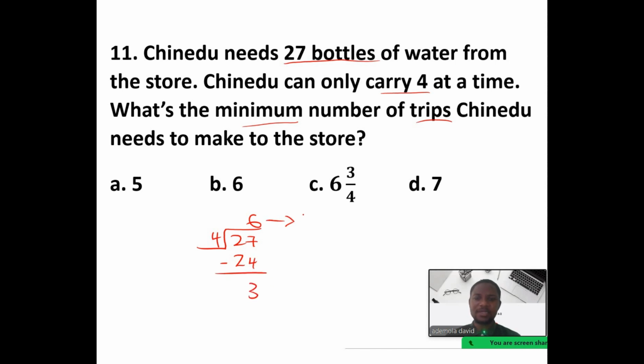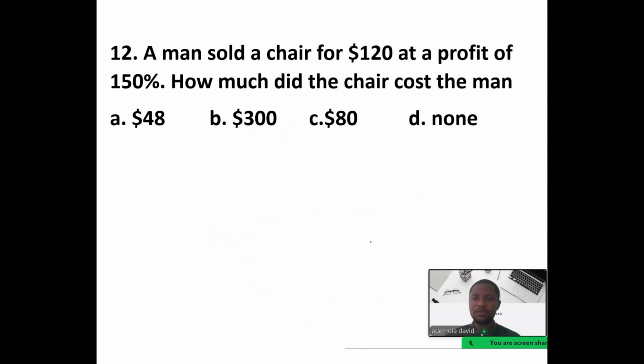What this means is that at the end of 6 trips, you would have carried 24 bottles, but there are still 3 additional bottles, so you need to go for 1 more trip, and together you have 7 trips, and that is D. Boom. Moving on to question 12.